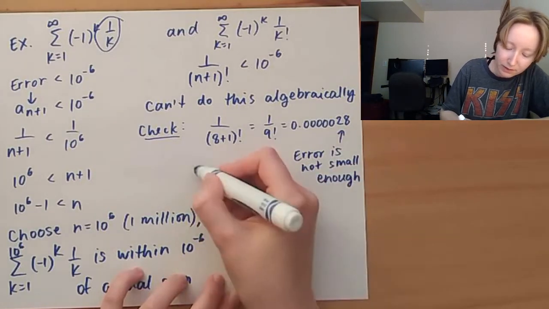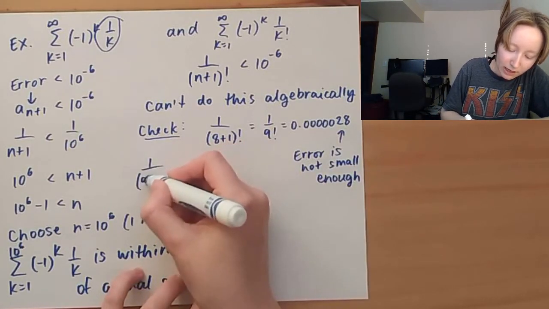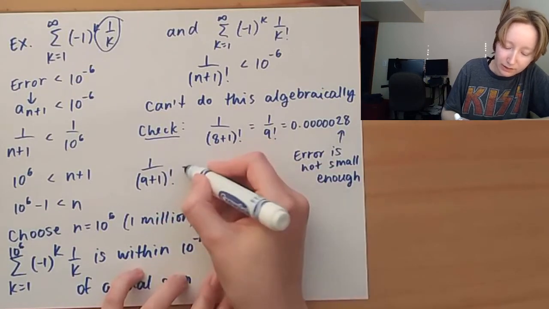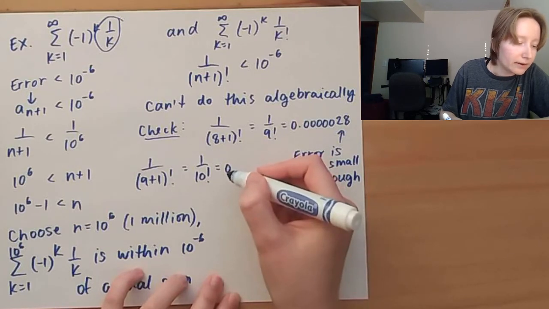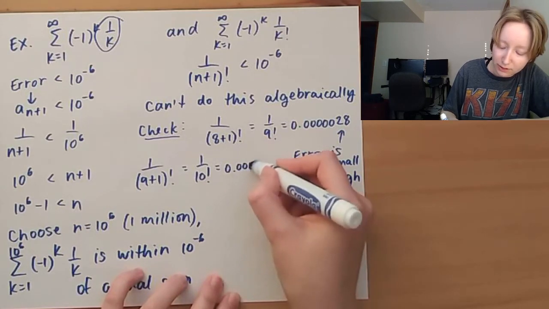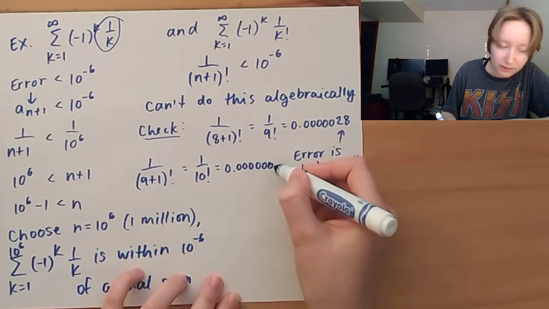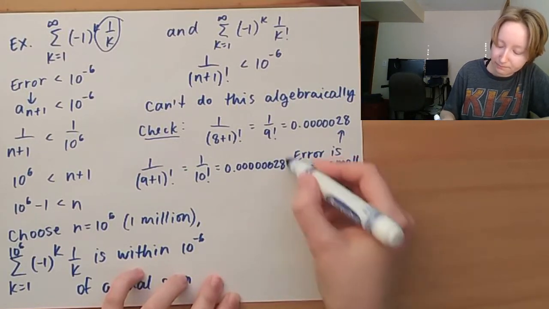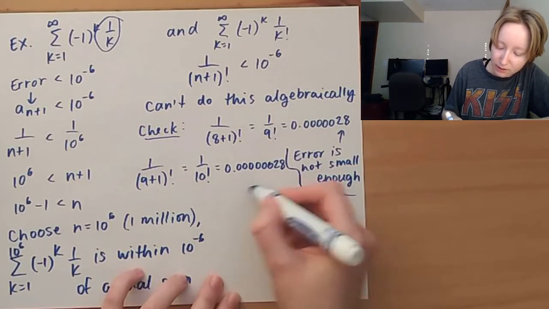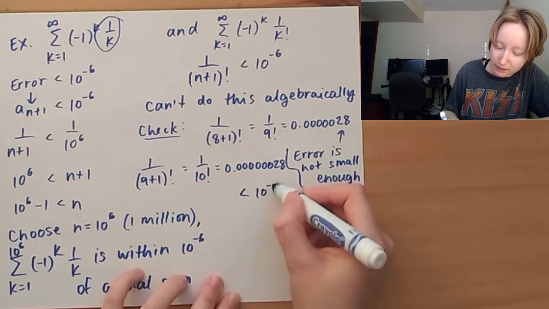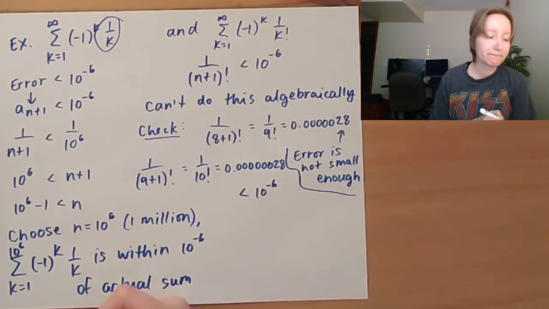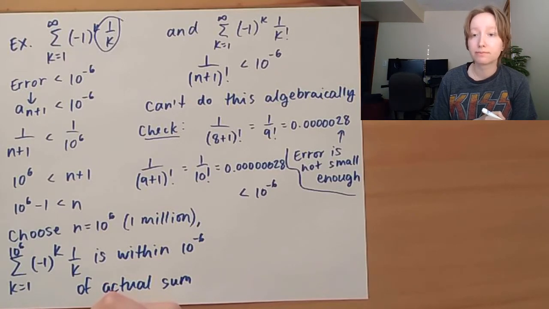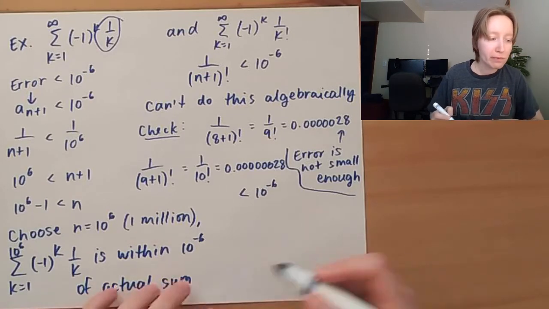So I try the next term. 1 over 9 plus 1 factorial. This is 1 over 10 factorial. And this is 0 point, and then there's 6 zeros, 1, 2, 3, 4, 5, 6, and there's a 2, 8. And so this number is indeed less than 10 to the negative 6. So how many terms do I need? I just need 9 terms. That's a lot less than what I need for 1 over k.